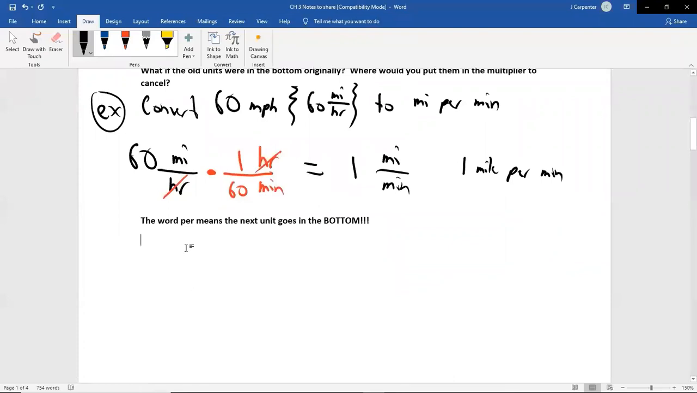All right, so what if we have multiple conversions? And I don't need this in bold anymore. Let's take that off. What if we need multiple conversions? For example, what if I asked you to convert 2 years to minutes?